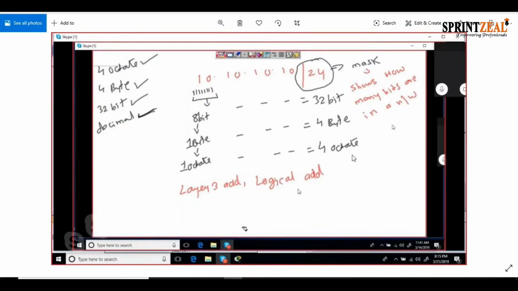Here you need the book at the time of subnetting, not right now. At the time of subnetting, you need the book. All right. So what is an IP address?